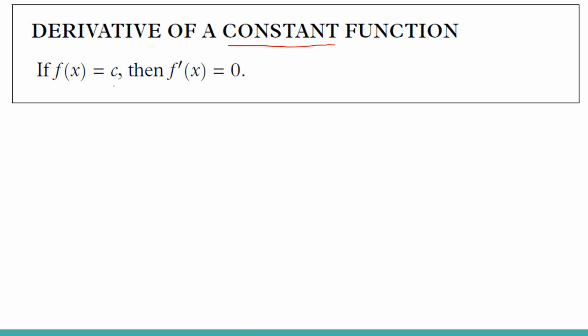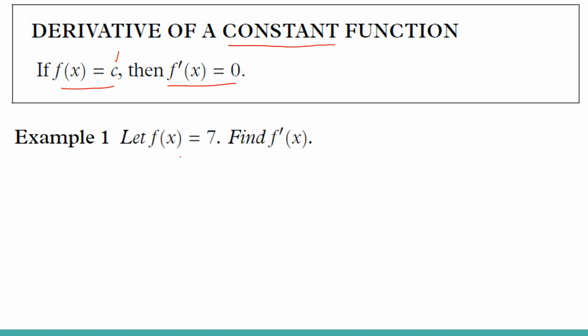So if f of x, or the function of x, equals c, where c is the constant, then f prime of x equals 0. So the derivative of any constant is 0. Example 1: let f of x equal 7. So 7 here is a constant, a natural number. Find f prime of x, the first derivative. So f prime of x equals 0. So that's it.